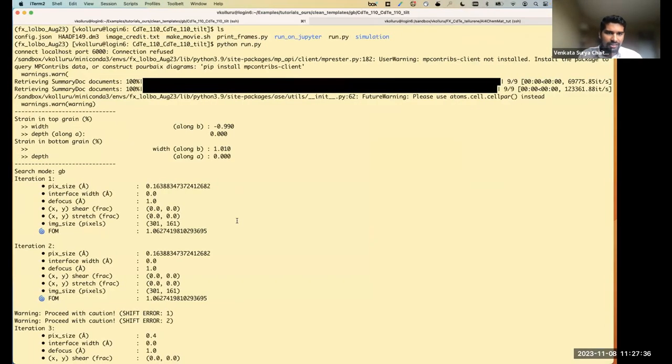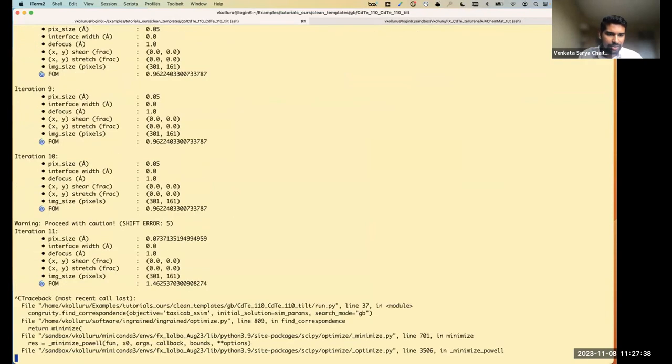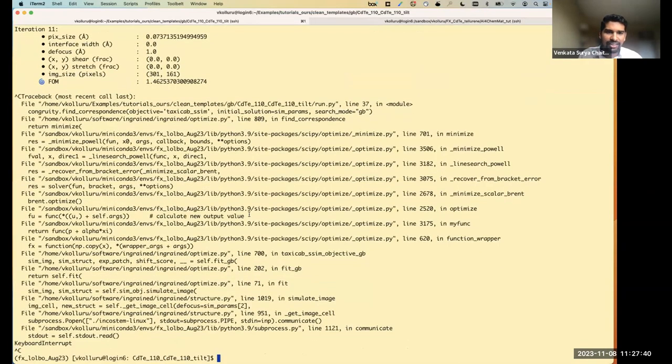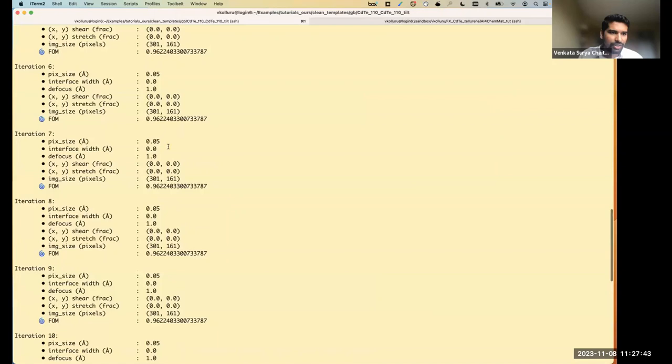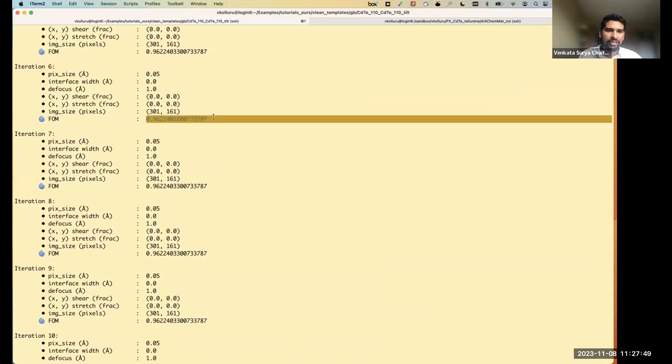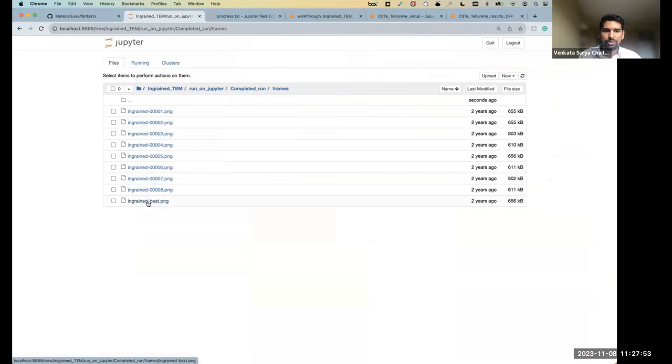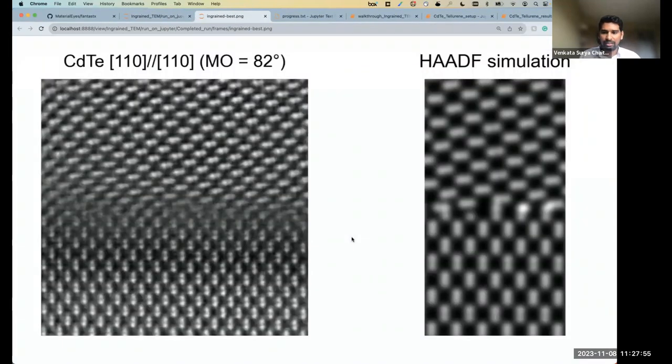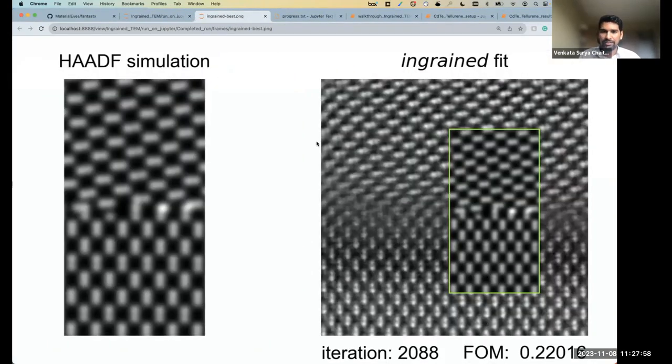So if we go back here, you can see that it is running. I'm going to stop this because I'm on login node. And yeah, so each step will have a specific set of variables, and you can get a figure of merit. So finally here in the example that I showed, the best figure of merit is around 0.22, which is the best fit that Ingrained found.